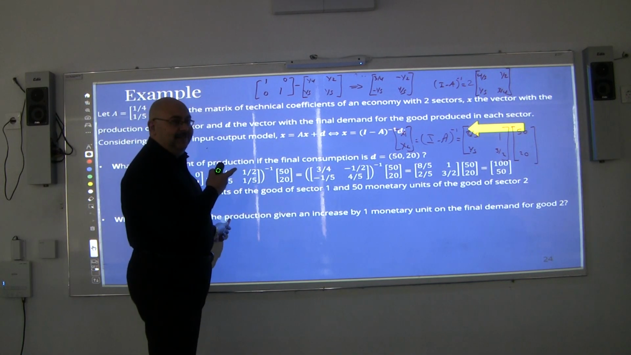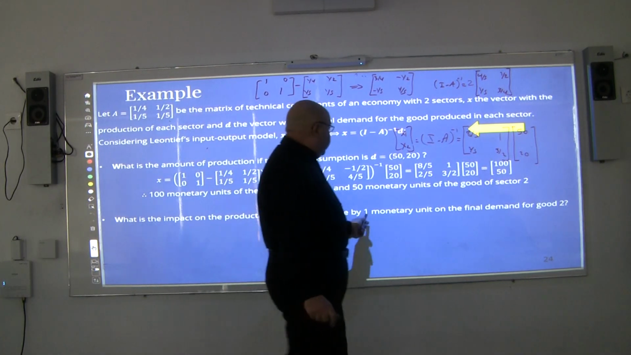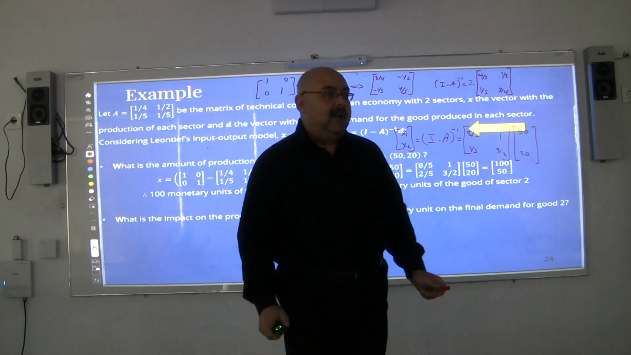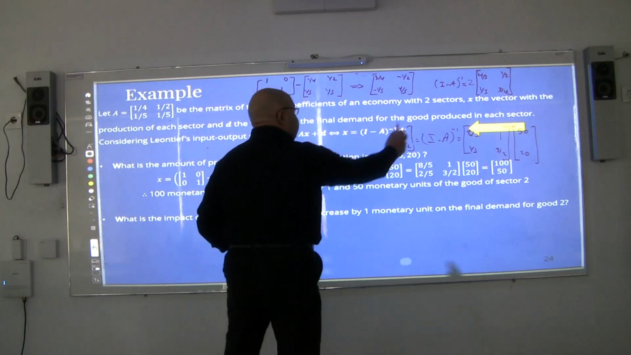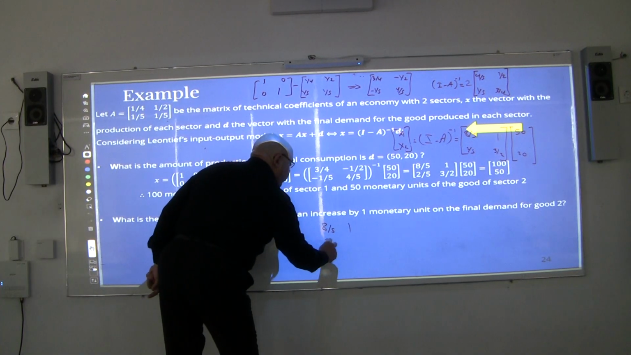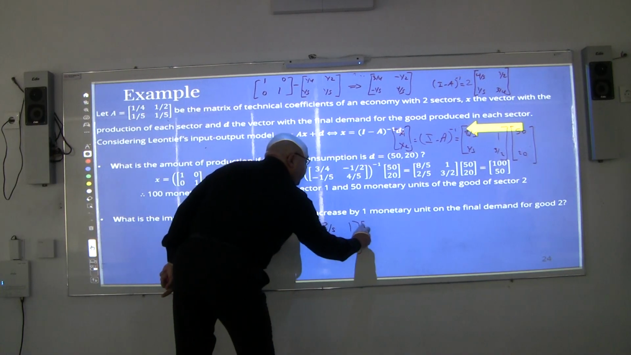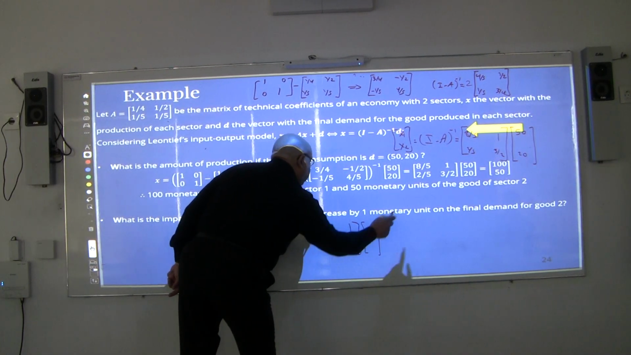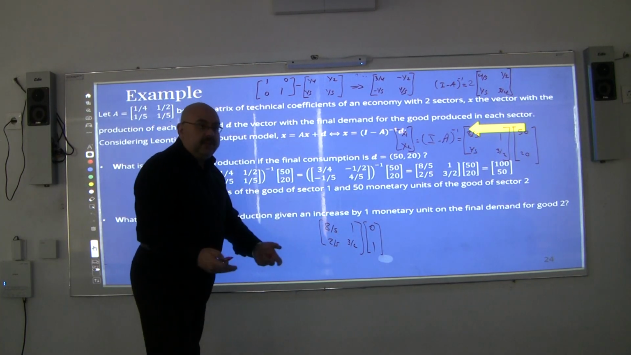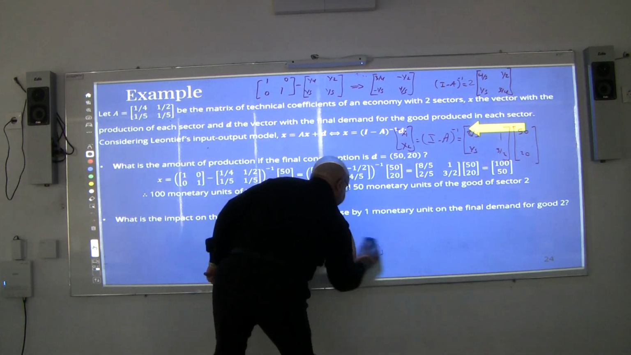So I will use inverse Leontief factors, given an increase by 1 monetary unit on the final demand for good number 2. How to do it? I will take the inverse Leontief matrix, which is 8 over 5, 1, 2 over 5, and 3 over 2. And then the unit increase in sector number 2, so 0 and 1. And this is going to give me the increase or the effect. So I will see now.